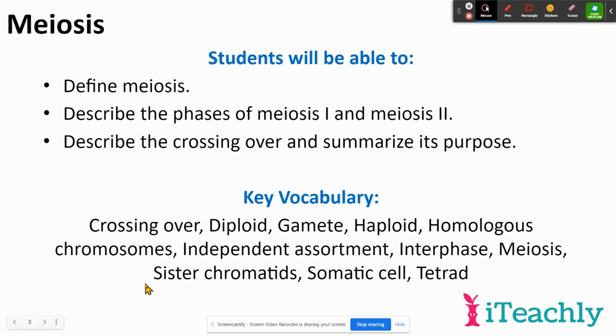All right, so what you should be able to do is define meiosis, describe the phases of meiosis 1 and meiosis 2, and describe the crossing over and summarize its purpose.